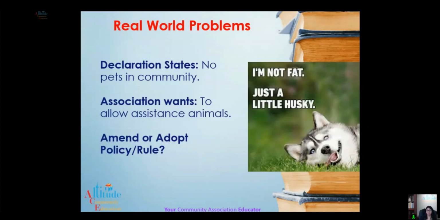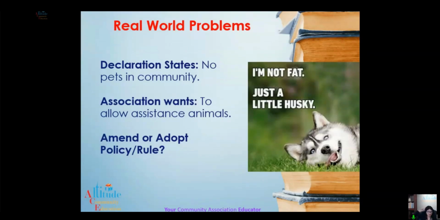So you don't need to create an amendment to the declaration because the law already does that for you. You don't need to adopt a resolution clarifying that assistance animals will be allowed because, again, the law already tells you that you have to allow it. But what can you do as an association? Well, with these types of situations, you can adopt a policy that talks about the process for requesting and obtaining a reasonable accommodation or modification.